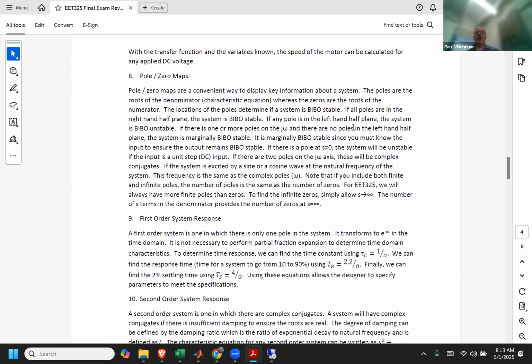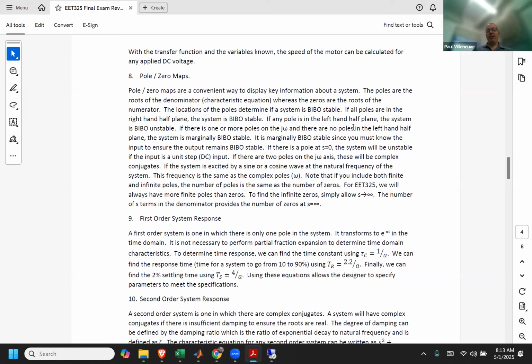And if you have all poles in the left-hand half plane, except for one or two on the J omega axis, it is considered a marginally stable system, because to determine the stability of the system, I actually need to know what the input is. That's where we talk about marginally stable, because it could be stable or it could not be stable. The example is if you have a pole at S equals 0, that's an integrator. If I hit a system with an integrator in it with DC, that integrator is eventually just going to blow up and become an unstable system.